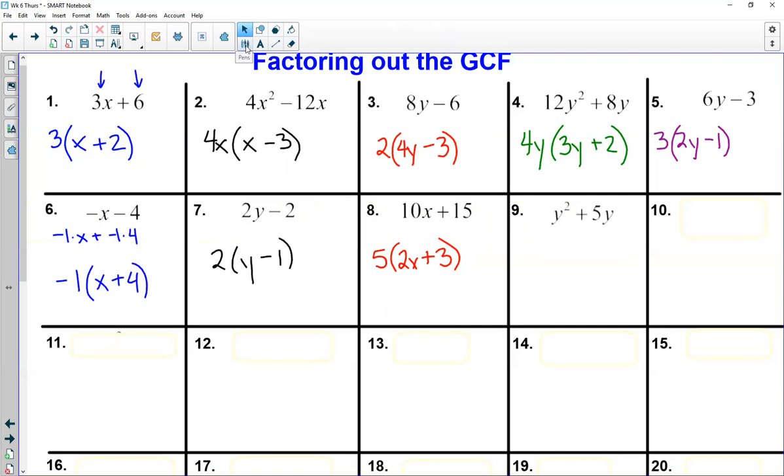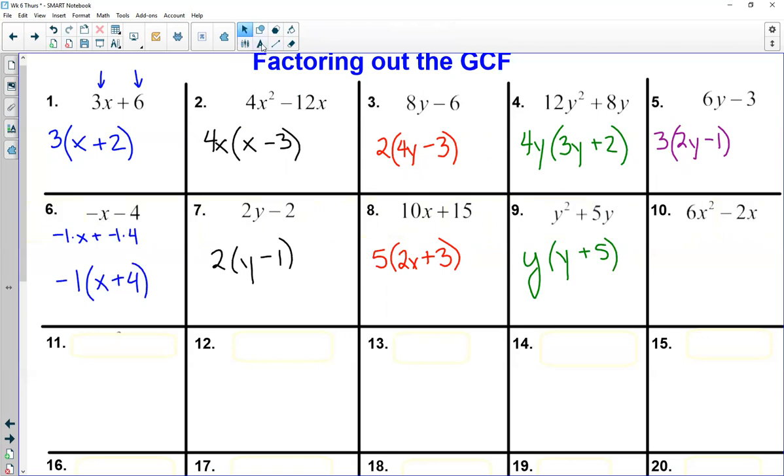Our next one will have y squared plus 5y. I can see that they both have at least one y. So I'm going to pull out a y, and then y times y will give me y squared. y times positive 5 will give me 5y.